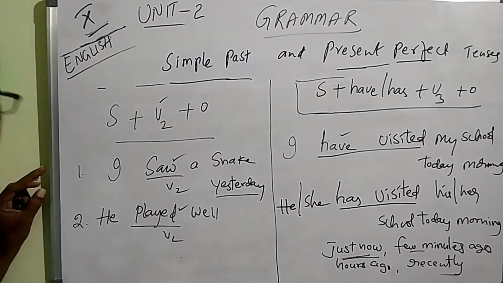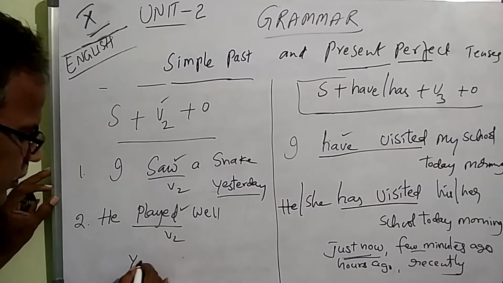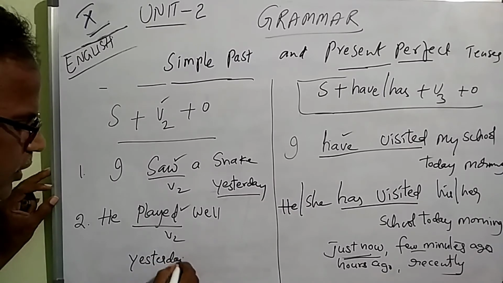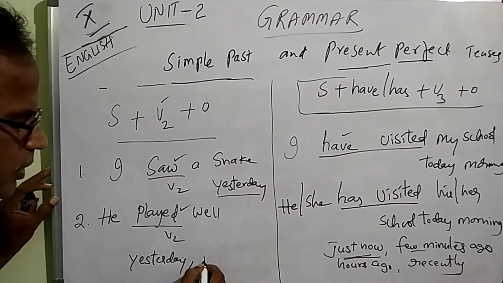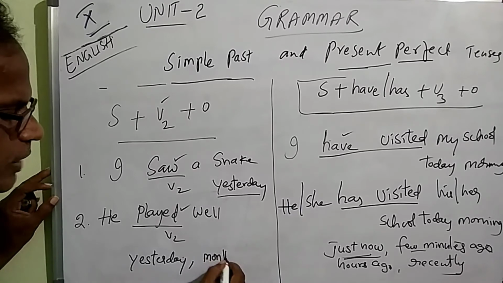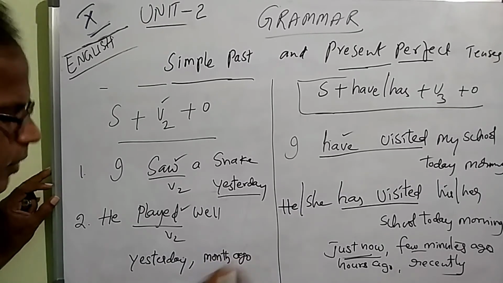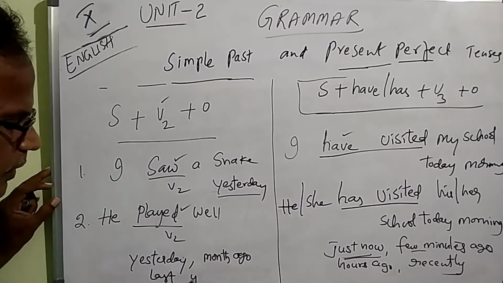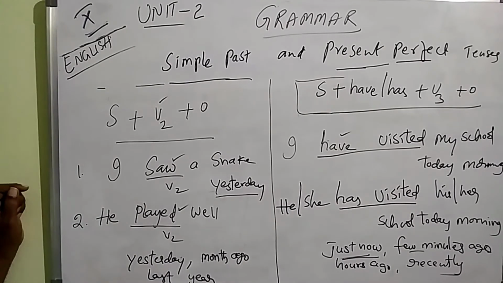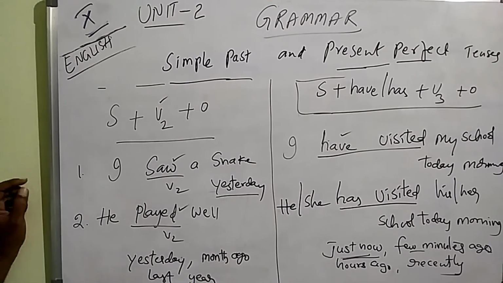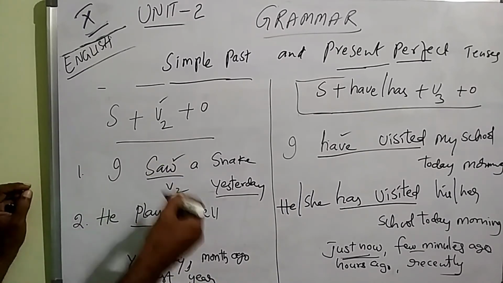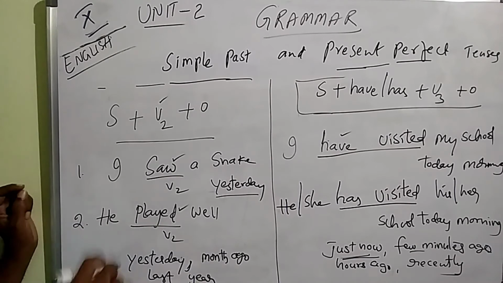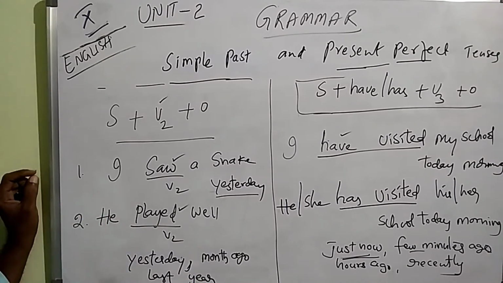Some clue words to understand here: yesterday will come, and some other words will come there. That may be 1 month ago, a month ago, last year, last month, last Sunday, last week. Like that it will be asked. In this situation, we have to use the V2 form here. The past form is used. That is the V2. In simple past tense sentences, verb 2 is used here.